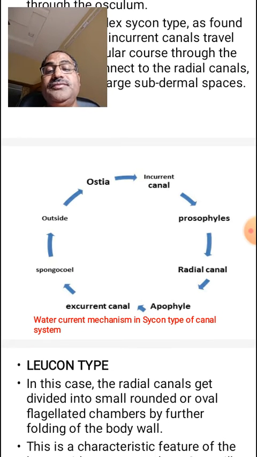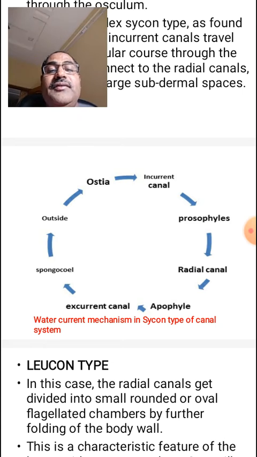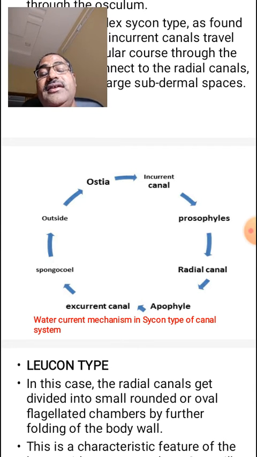So this is the water current mechanism of the sycon type of canal system. First, water enters through the ostia into the canal system. The incurrent canals open into the prosopyles. Then prosopyles open into the radial canals. Then radial canals open into the apopyles. These open into the excurrent canal. These open into the spongiocele and outside through the osculum.